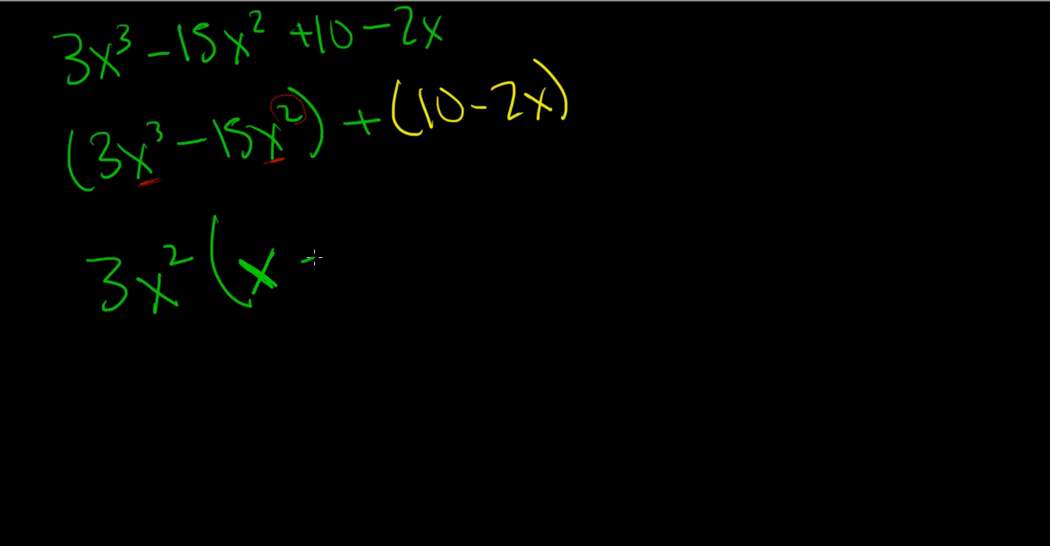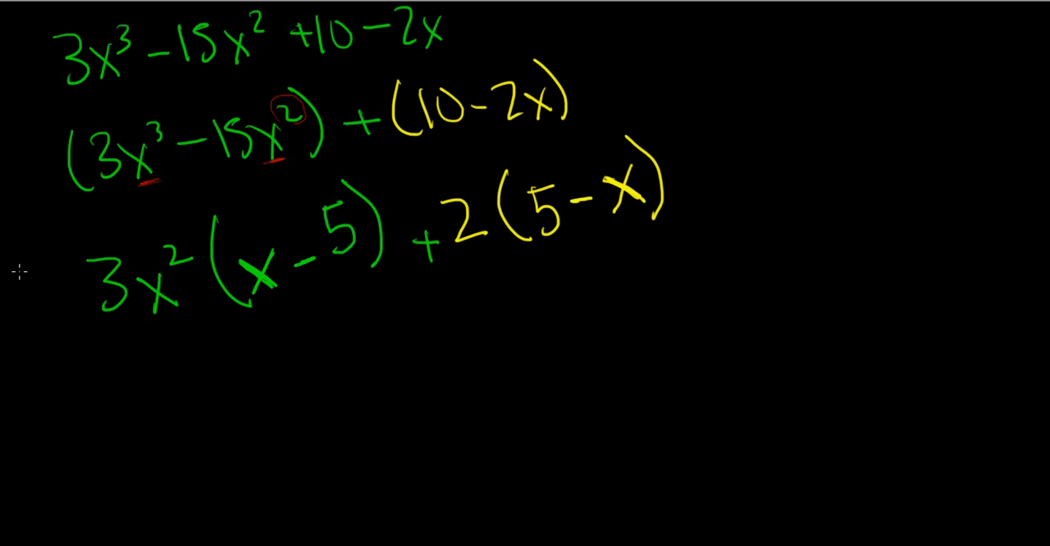So now let's look at the next part. If we were to divide 15 by 3, we would get 5. And then because we pulled out an x squared, there is no more x on the 5. So now let's find the greatest common factor of the second group. 2 would be the greatest common factor because 2 is the greatest number that can be divided into both of the terms. And 10 divided by 2 would be 5. And then negative 2x divided by 2 would leave us with a negative x.